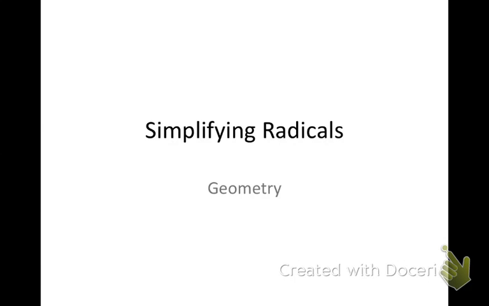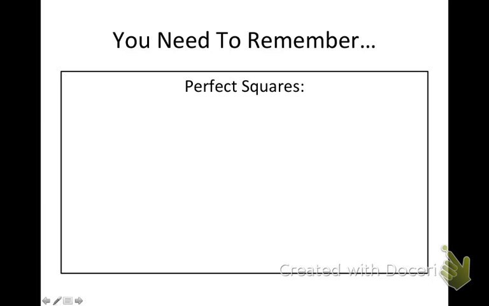Started with the process of it, do we remember our perfect squares? Try again. First perfect square is 1, then 4, 9, 16, 25.